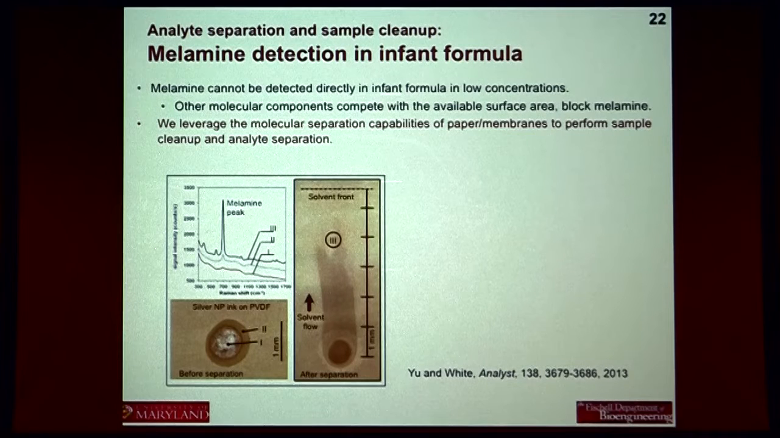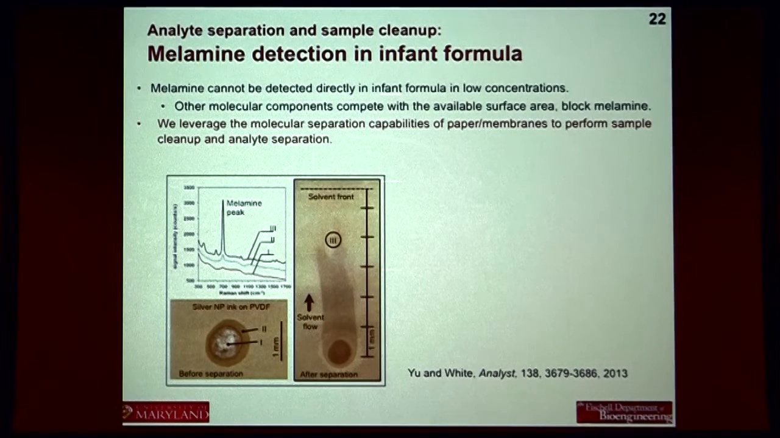So what we did, we took a PVDF membrane. So this is different from cellulose. This is PVDF, which actually has very strong protein binding capabilities. So if we put a spot of infant formula, so this is real infant formula now, spiked with melamine here, and try to do Raman on this spot, that's this red line. We can't see the melamine there. But we can get a hint of what's happening. There's kind of this coffee ring out here to the outside where the protein didn't diffuse, but other components in the formula did. If we hit that spot, we actually start to see the melamine peak.